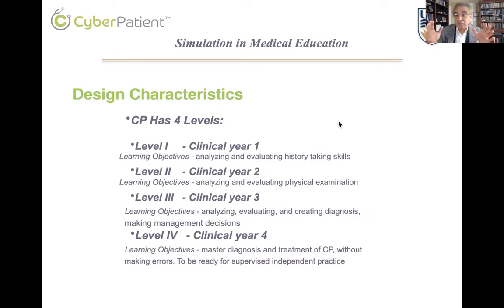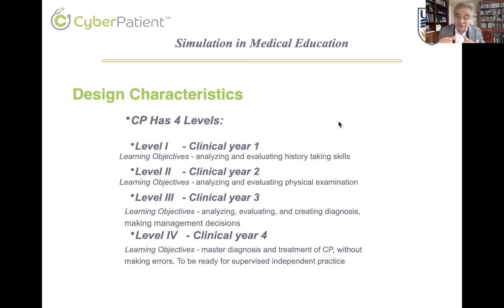Cyber Patient has four different levels. Level one is for clinical year one, where people are learning only history taking. Level two is clinical year two, where you learn history taking, physical examination, and making diagnosis. Level three is clinical year three, which is mostly rotations in specific courses, clinical rotations. Level four is mostly for internship, where you're in the last stages of becoming a doctor.